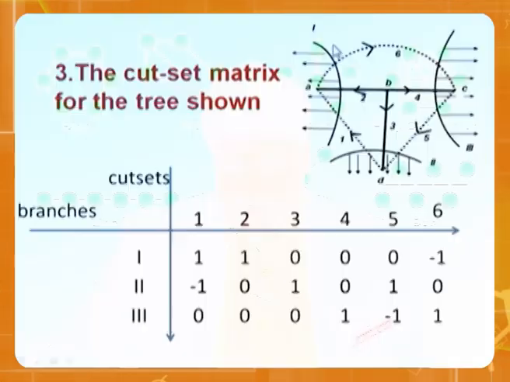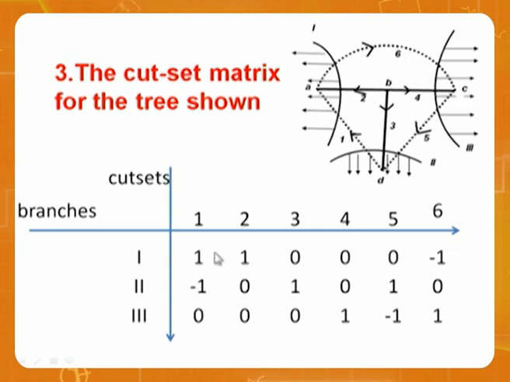Now please look at this graph and look at this one. 1 entering, 2 entering, 6 leaving. Therefore 1, 1, minus. When the main branch is entering, 6 is leaving. That's why it's opposite. You see there? These two are opposite. These two are the same. This is coming in, this is coming in: plus, plus. This is leaving: minus.